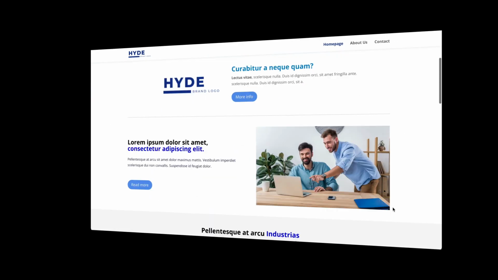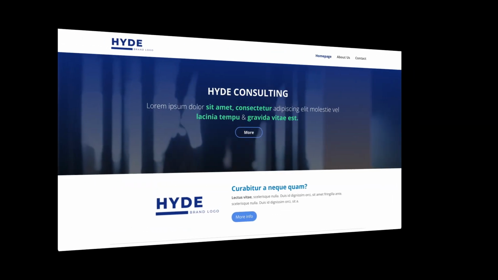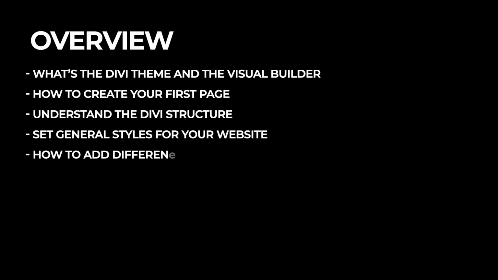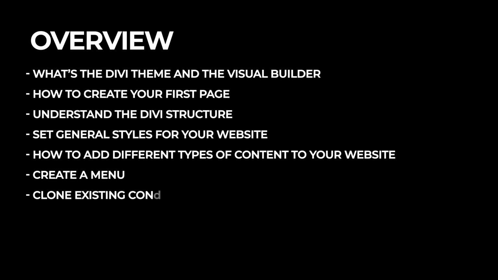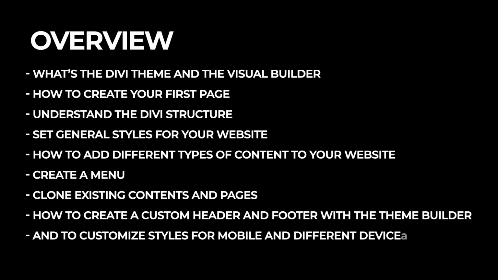In this video, you're going to learn how to make this WordPress website with the Divi Builder. By the end of this tutorial, you will know what the Divi theme and the Visual Builder are, how to create your first page, understand the Divi structure, set general styles for your website, how to add different types of content to your website, create a menu, clone existing content and pages, how to create a custom header and footer with the theme builder, and how to customize styles for mobile and different devices.